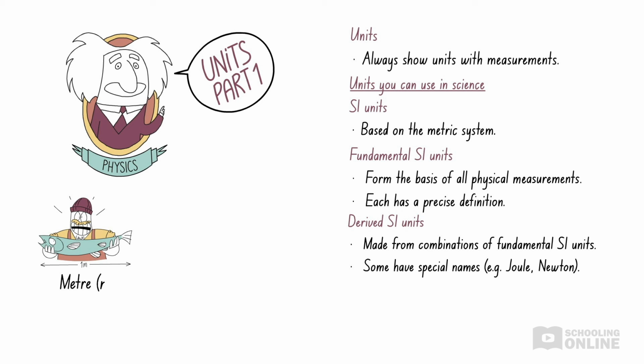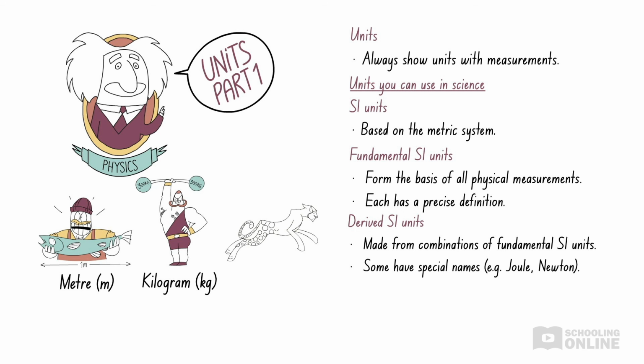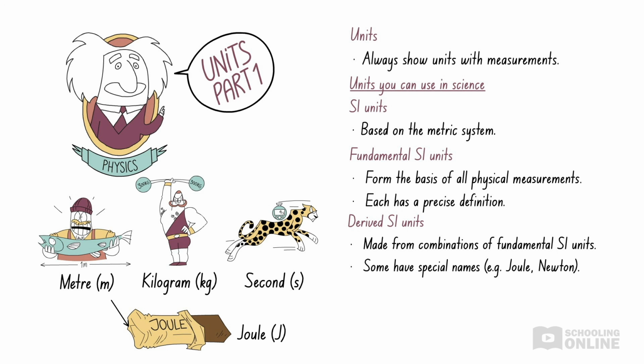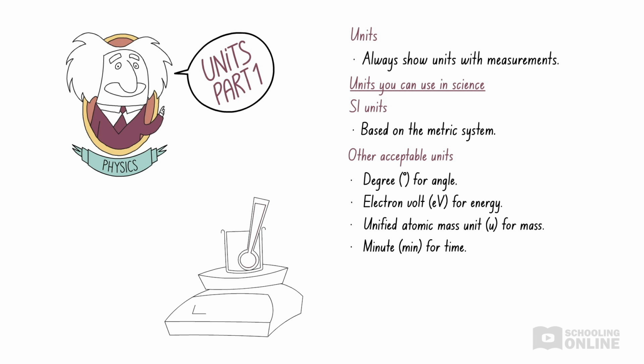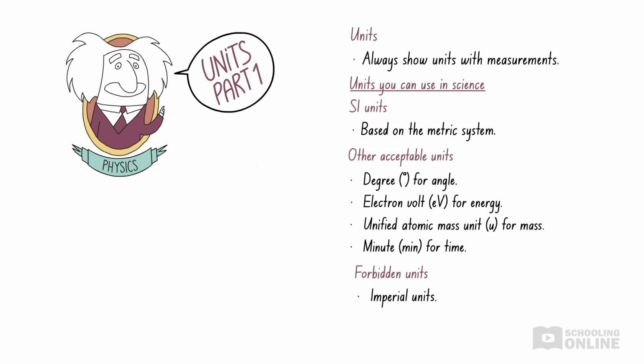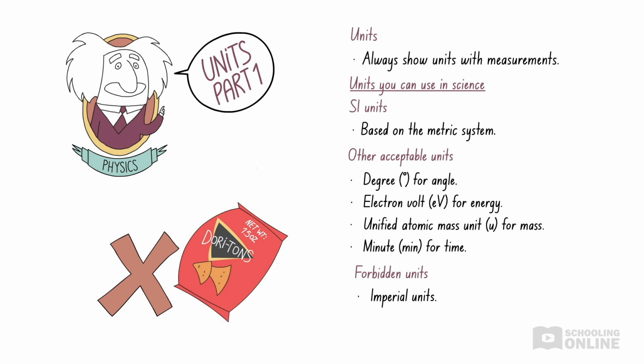Derived SI units are made from combinations of fundamental SI units. Some of them have names, such as joule for energy and Newton for force. There are some non-SI units which we are allowed to use in physics. This includes the degree for angle, electron volt for energy, and minute for time. On the contrary, some non-SI units cannot be used in physics, such as imperial units.